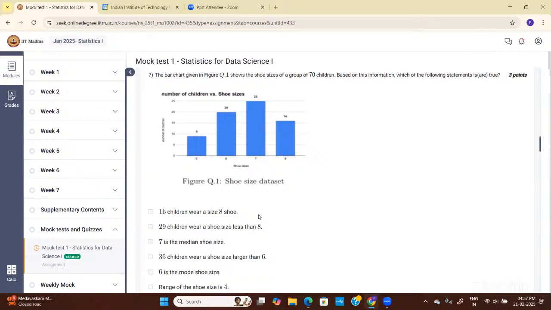Find the correct options for question 1.